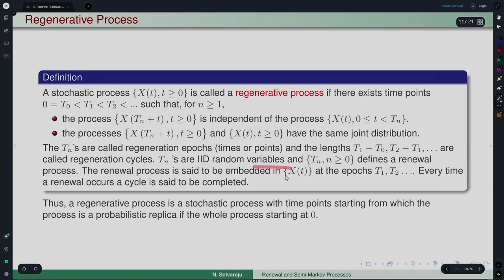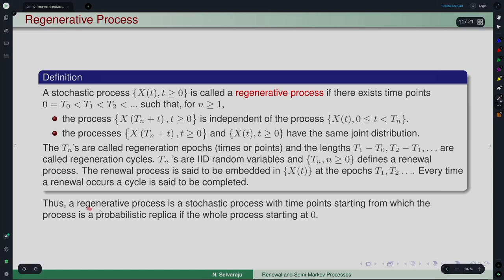These cycle lengths are IID random variables and T_n defines a renewal process. You can correlate this T_n with the S_n that we took for the renewal process. The intervals T_1 minus T_0, T_2 minus T_1 are basically X_1, X_2, X_3 and so on, and T_n is basically the S_n's in the renewal process. So the renewal process is said to be embedded in this process X(t) at epochs T_1, T_2. Every time a renewal occurs, a cycle is said to be completed, the renewal cycle, and at that point the process regenerates itself.